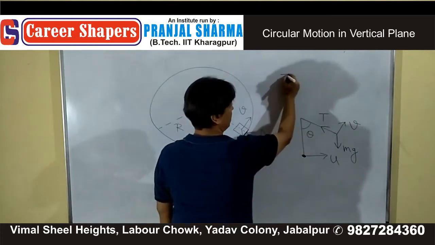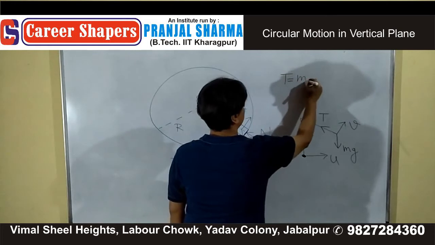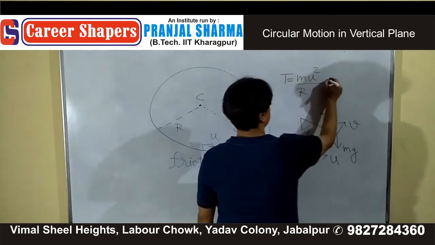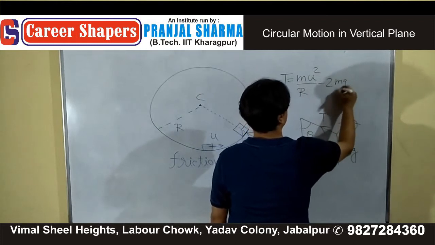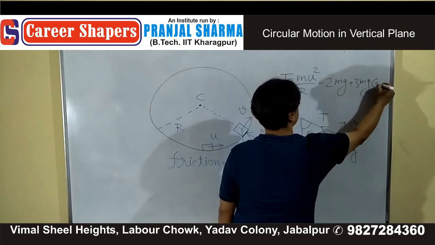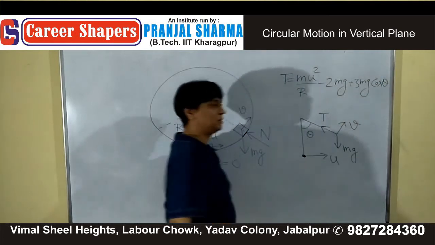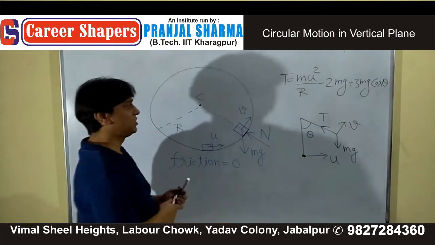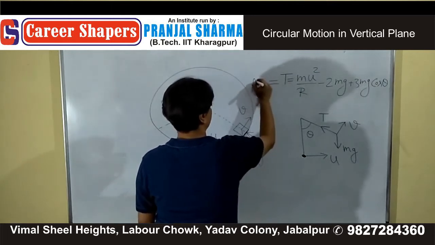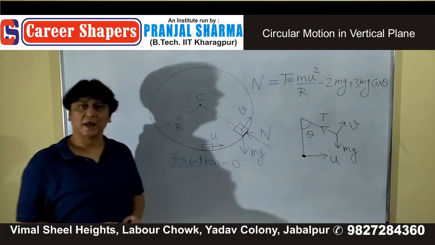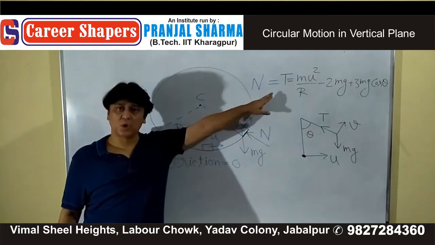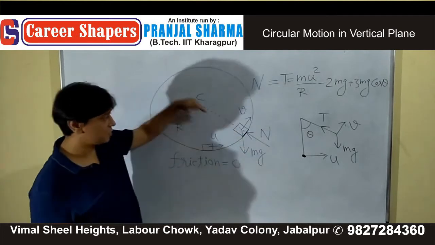We developed a formula of T as m u square by r minus of 2mg plus 3mg cos theta. And the only thing you need to do is replace this T with normal reaction N. N is the same as T. You don't have to have a rope.